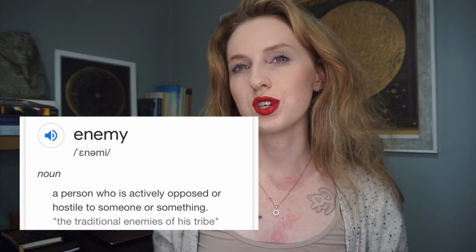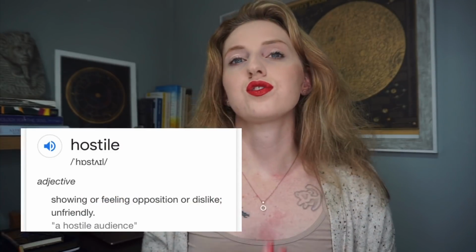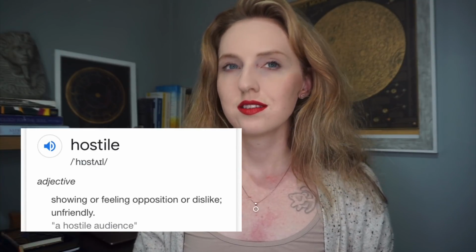Right, so first and foremost, let's look at the definition of what an enemy actually is. According to Google Dictionary, an enemy is a person who is actively opposed or hostile to someone or something. And then to be hostile is to show or feel opposition or dislike. So basically, unfriendliness. Okay, so now we know what an enemy is. Where can you find it within the birth chart?